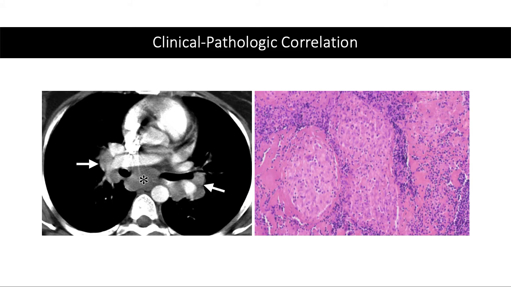In a series of 60 patients with sarcoidosis, computed tomography findings of airway abnormalities like bronchial wall thickening or bronchial luminal narrowing or stenosis were correlated with bronchial granulomas in biopsy specimens. On the left picture, computed tomography scan shows typical bilateral and symmetric hilar, shown by the arrow, and subcarinal, shown by the star, lymphadenopathy and histological confirmation on the right picture.